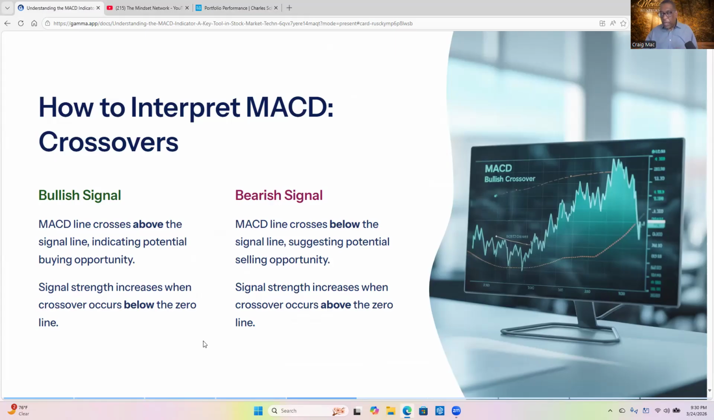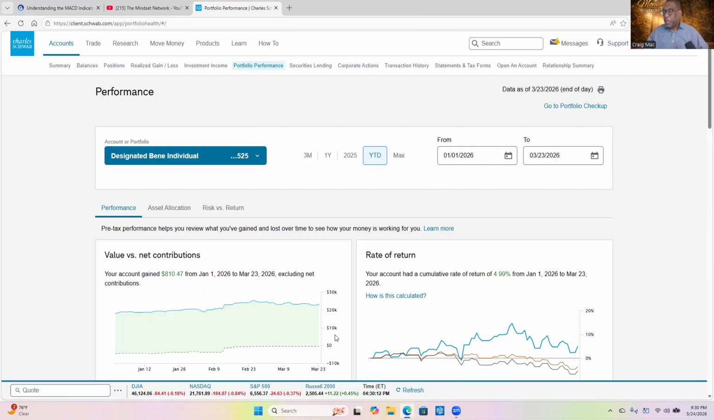Okay, the opposite is true for the bearish signal. If the MACD line crosses below the signal line, that means a potential selling opportunity. It means the market's about to go down, price is about to go down. This is especially a strong indicator if this happens below the zero line. What do they mean by the zero line, Craig? Glad you asked. I'll show you here using the S&P.